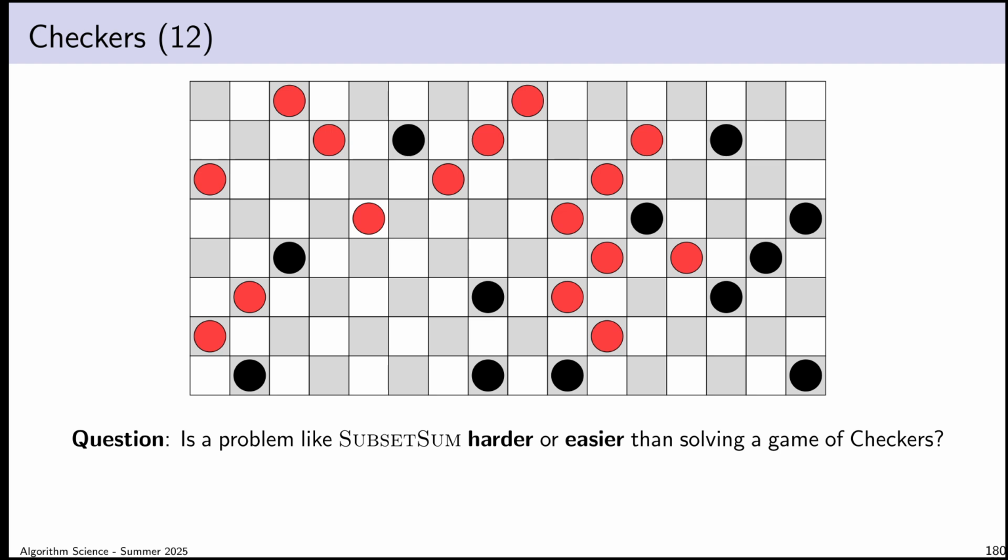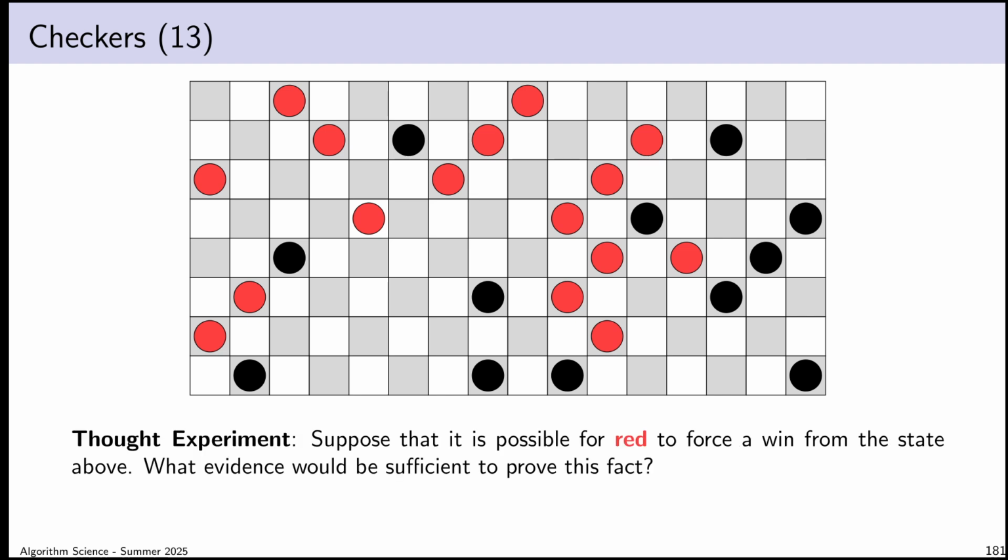I guess a question to think about is, is a problem like subset sum harder or easier than solving the game of checkers? To me, it seems like having to consider whether red can force a win under any circumstance requires a huge amount of work and is a lot more complicated than deciding whether there's a way for me to balance a scale using a subset of provided weights. To me, it does feel like subset sum is an easier problem. And I want to illustrate one reason why I think that.